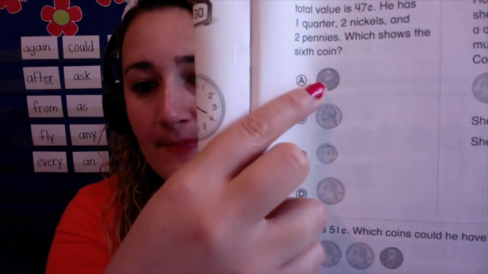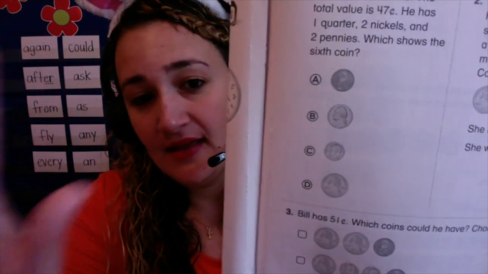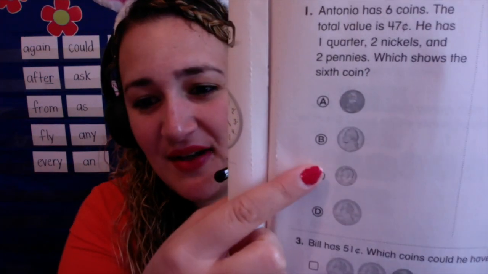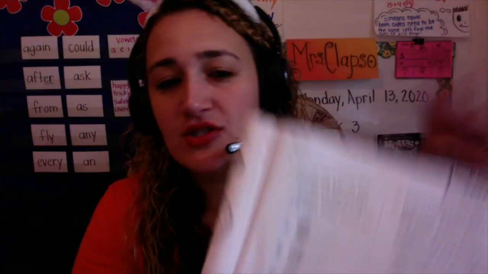So here you have a penny, which is 1 cent. Here you have a nickel, which is 5 cents. Here you have a dime, which is 10 cents. And here you have a quarter, which is 25 cents. The best way to do this is to write the value of each coin and add when you need to add. Okay?